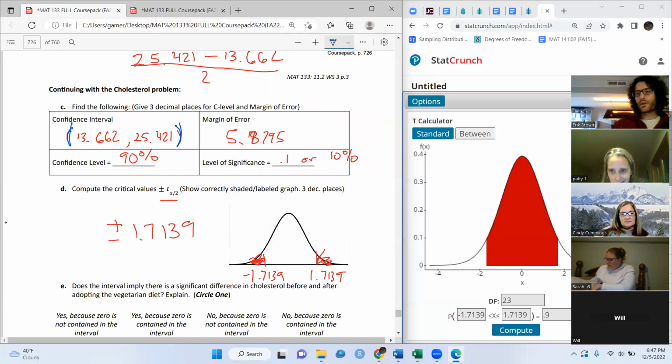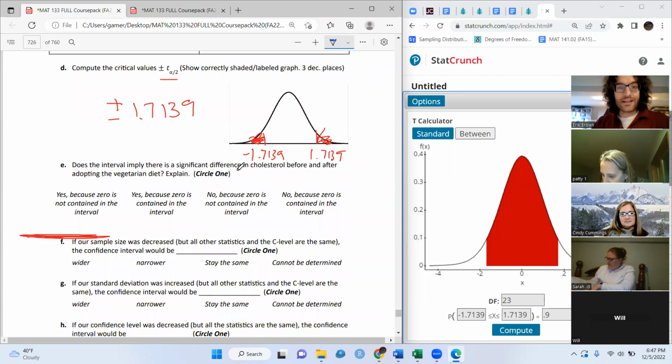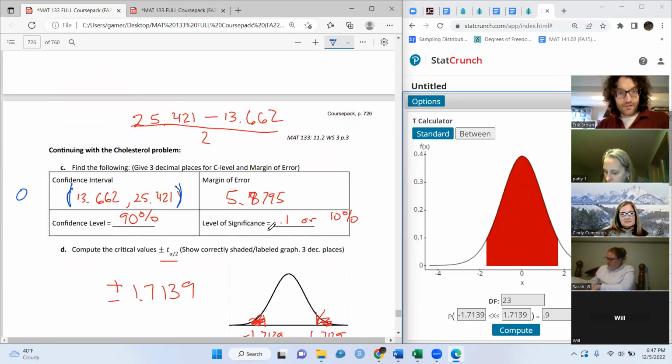Is 0 larger than 13? No, it's not in there. So 0 is over here. It's got a ways to go to get to 13. So it's not in the interval. So is there a difference in the cholesterol?